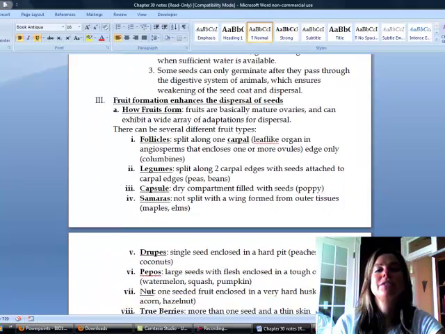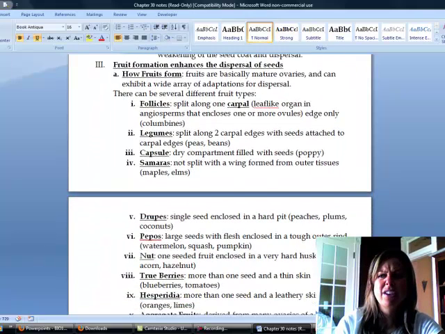Now, this last part is going to be talking about fruits and different types of fruits that are out there. So the main point of a fruit is to ensure dispersal of the seed. And when we think of fruit, we think of yummy, sweet fruit that you get at the store. And that definitely is fruit. But there are going to be some that aren't exactly that obvious.